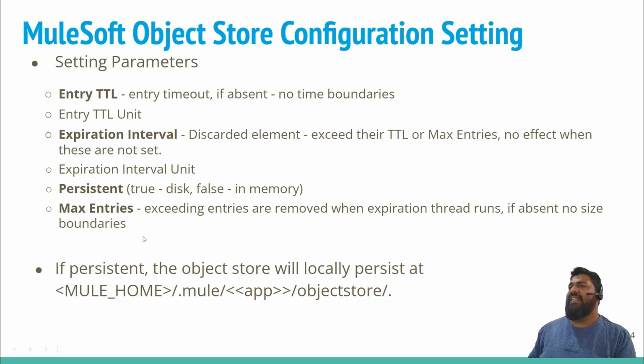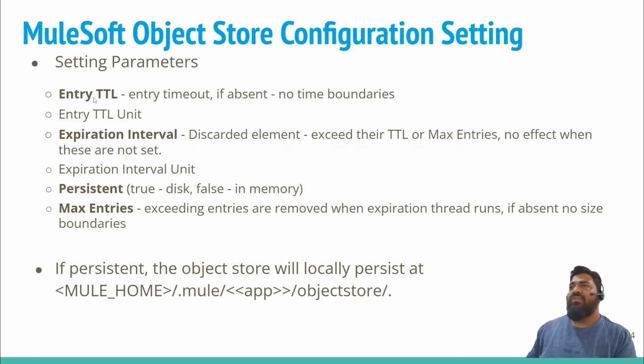These are the setting parameters we have in the Object Store. Let me explain what entry TTL is. It's a timeout setting for the key. When we define a value as entry TTL, for example 10 seconds, it's a timeout setting for a particular key. After this time has expired, the key is marked as TTL expired. Time to live means how much time the key exists, or how long the key lives. So this is entry TTL.